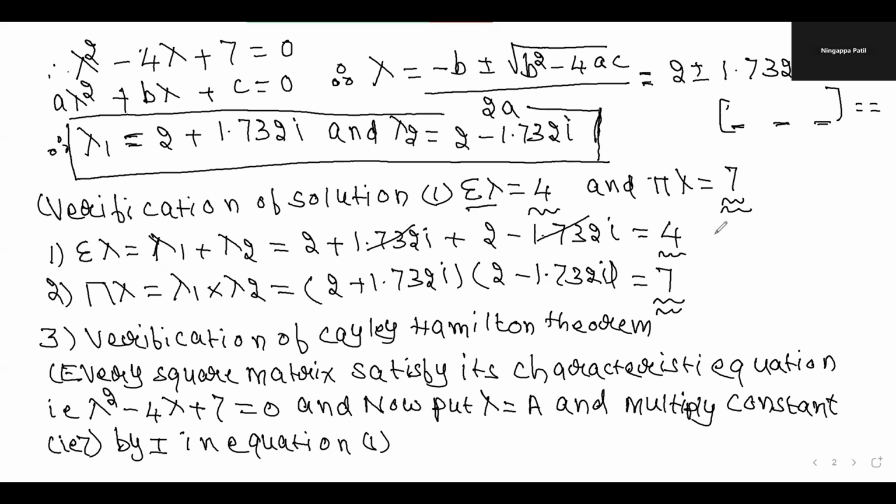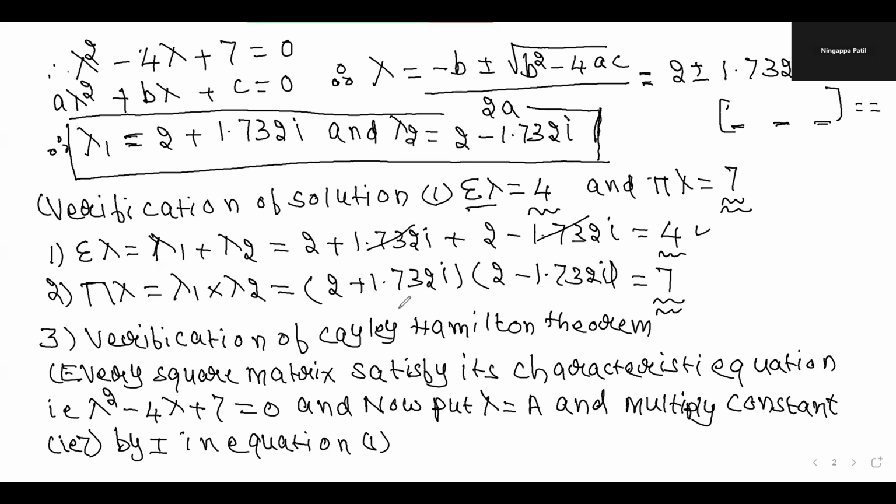2 plus 2, 4. Look here. 4 you got, and 4 also you got here. Okay. Then next, the product of the eigenvalues, lambda 1 into lambda 2, is (2 plus 1.732i) into (2 minus 1.732i), and look here.